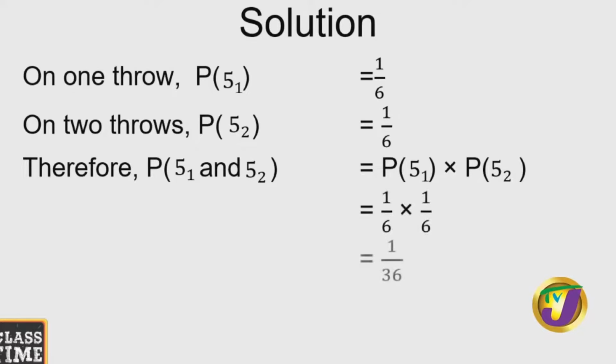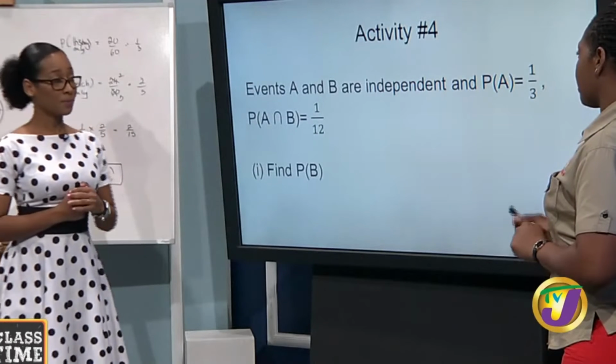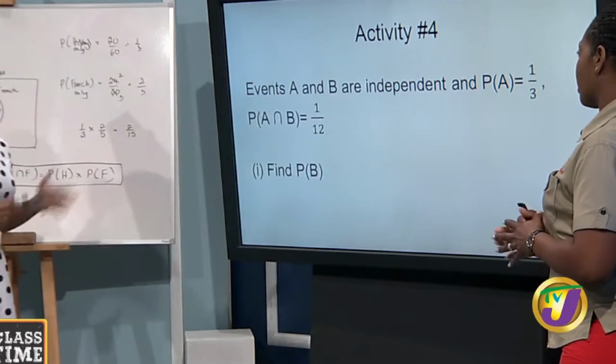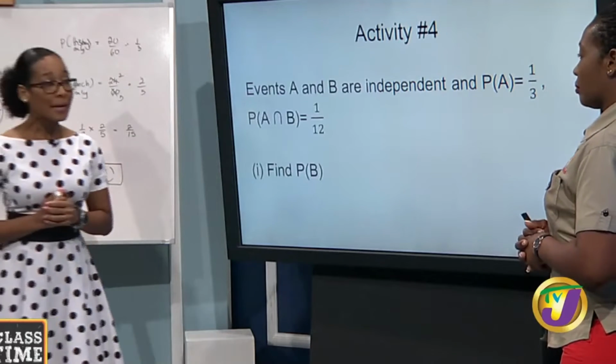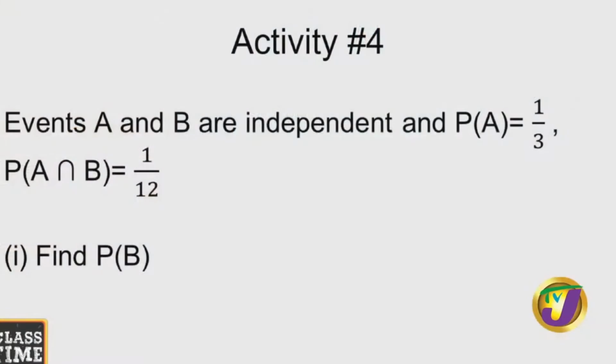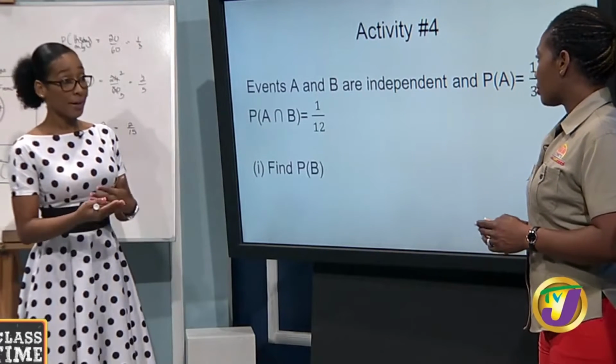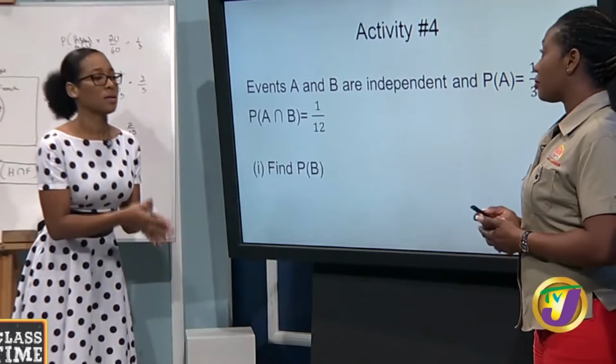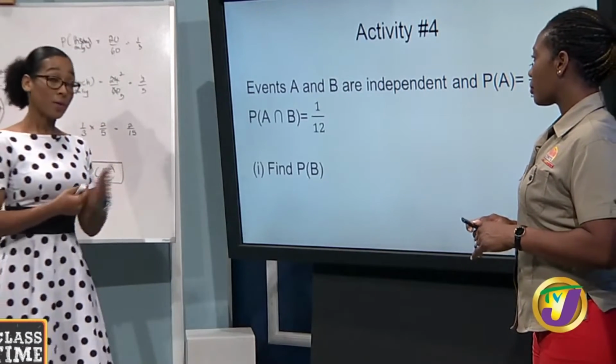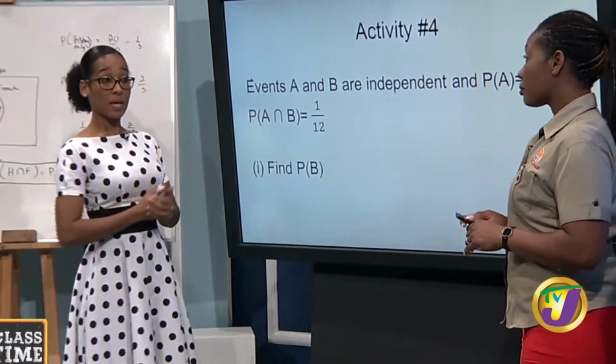All right. Let's look here now. So here we have 2 events occurring and they are independent. And we are told that the probability of event A is a third. We're also told that the probability of events A and B occurring is 1/12. We're asked to find the probability of event B.